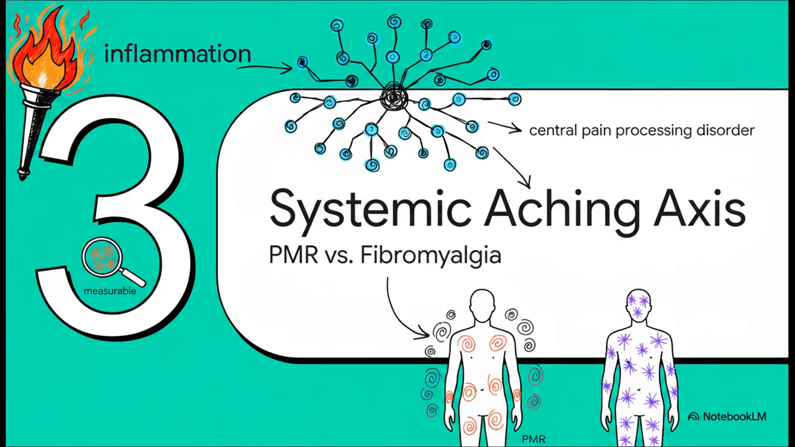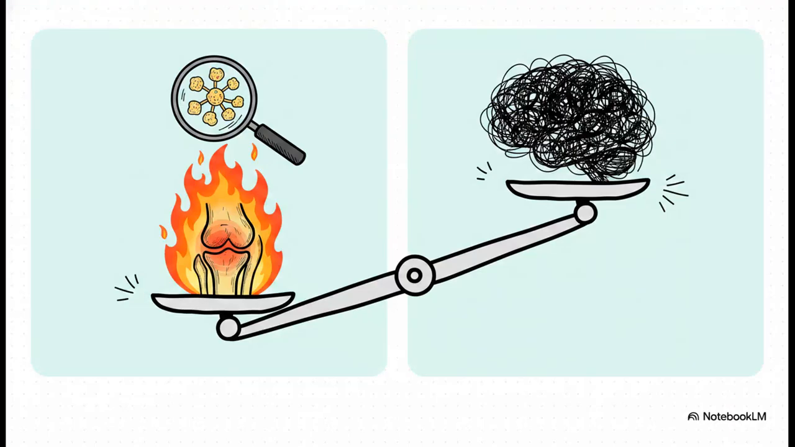All right, Module 3, the systemic aching axis. This audit tackles the structural pathway of diagnosing profound body aches, separating true, measurable inflammation from a central pain processing disorder. Both polymyalgia rheumatica and fibromyalgia present with severe, debilitating, all-over aching and fatigue. If you're just listening to the chief complaint of, "Doc, I hurt everywhere and I'm totally exhausted," you are drowning in clinical noise. They sound identical. We really have to filter that noise out to find the structural reality.